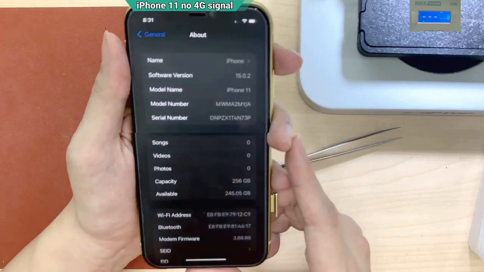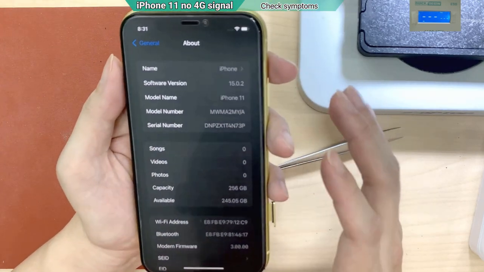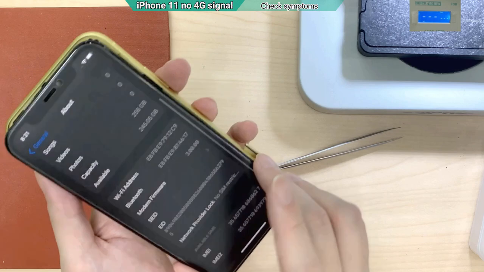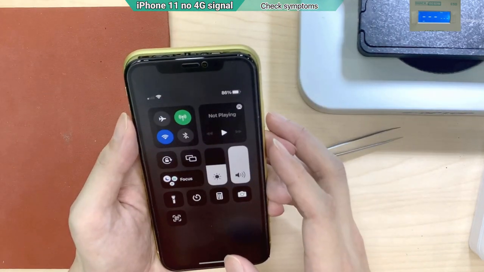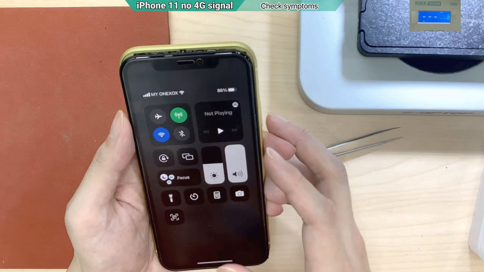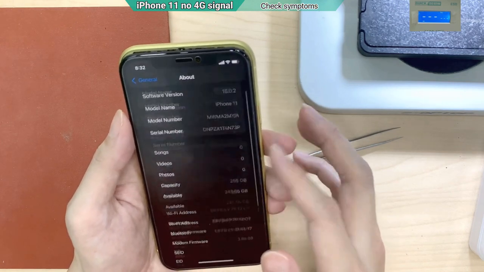Okay? This is iPhone 11, okay? They have the same design. It's a common issue. Now I'm putting the SIM card. So I got a signal. Okay.